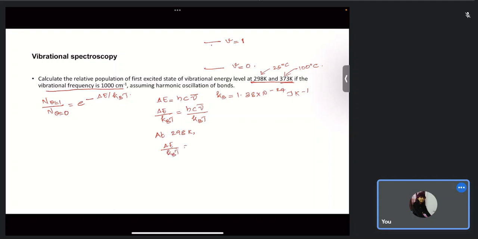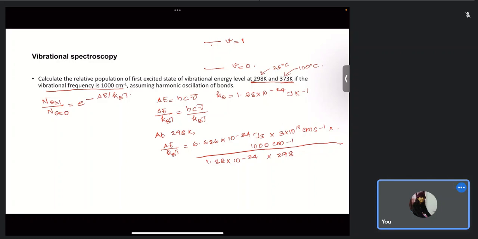So that's going to be 6.626, where h is Planck's constant, with a value of 6.626 into 10 to the power minus 34 joule second. c is 3 into 10 to the power 10 centimeter second inverse. Nu bar is 1000 centimeter inverse divided by kB, which is 1.38 into 10 to the power minus 24. T is 298.